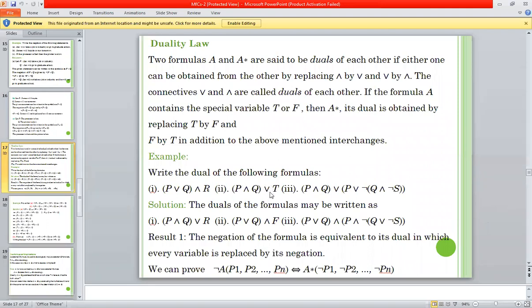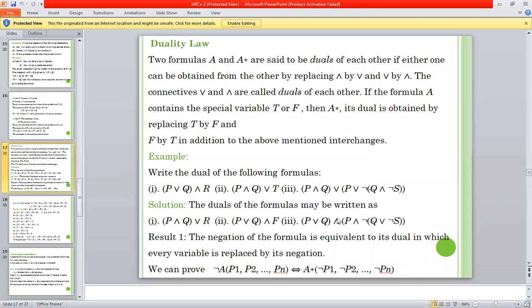So in place of the given formula, the dual of the given formula is P or Q and false. Third one, P and Q or negation of Q and negation S. The dual of this formula is P or Q and P and negation Q or negation S.